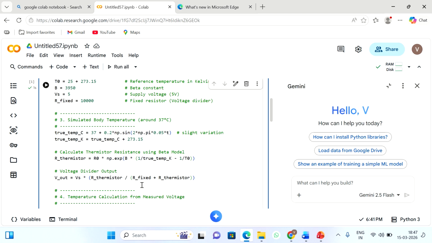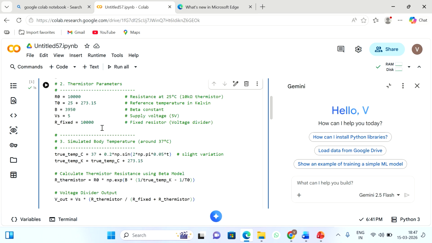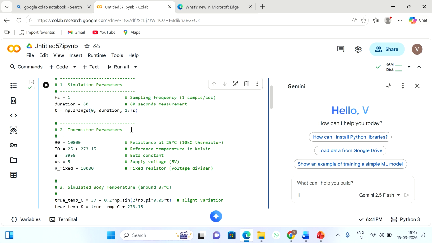Then the simulated body temperature. The sampling frequency Fs is equal to 100. Then t equal to np.linspace(0, 10, Fs*10). So the sampling frequency equal to 100 means 100 samples per second, and the time array is from 0 to 10 seconds, so the duration is equal to 10 seconds.